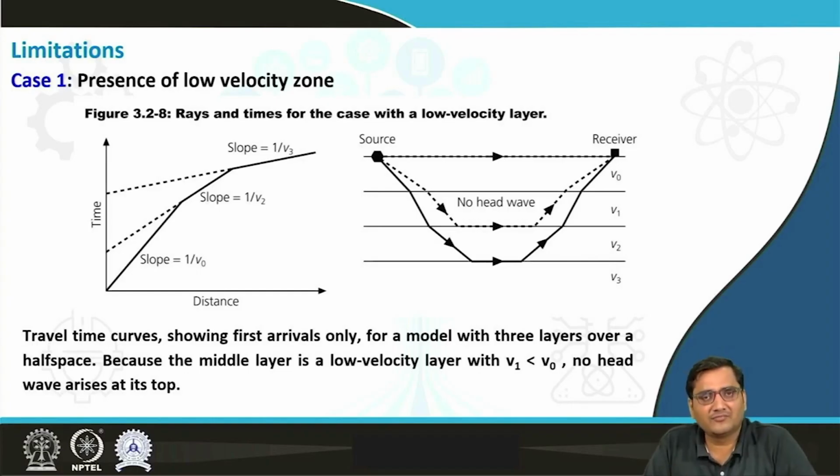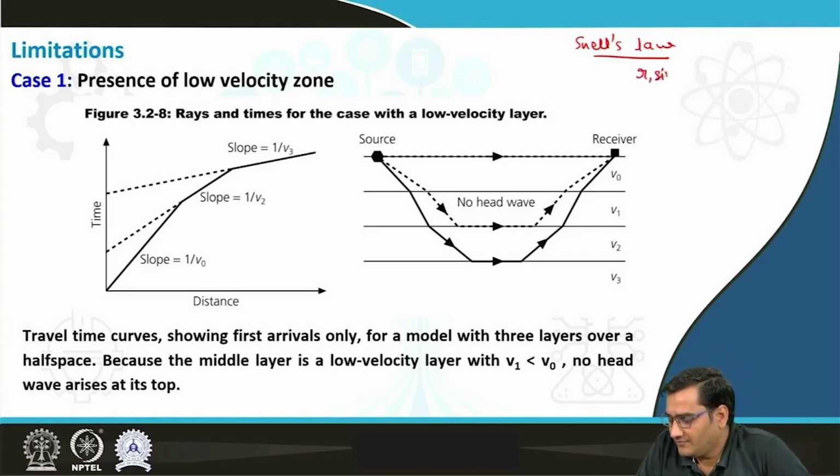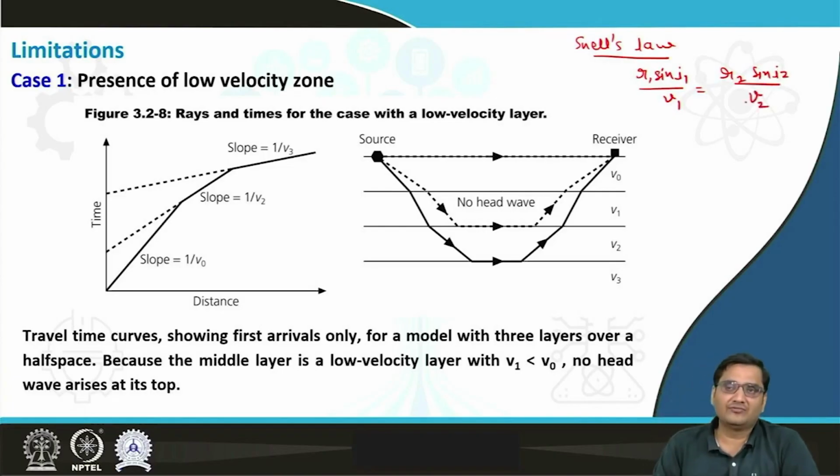Because the flat earth model is a good approximation when we are doing shallow earth seismology. If you remember, as per Snell's law, the ray parameter remains constant along the path of the ray, which means R1 sin I1 by V1 is equal to R2 sin I2 by V2, where R1 and R2 are the radial distances at each point of the ray path.